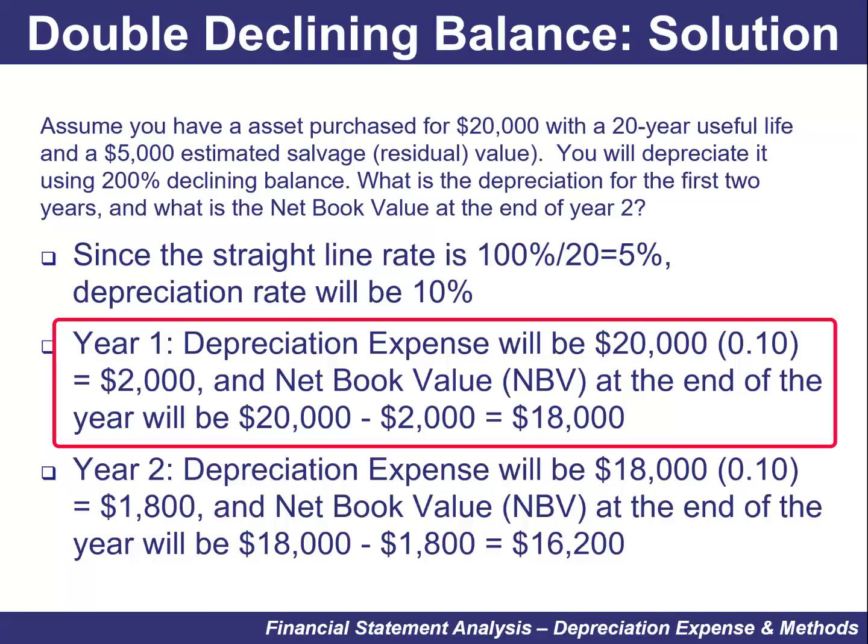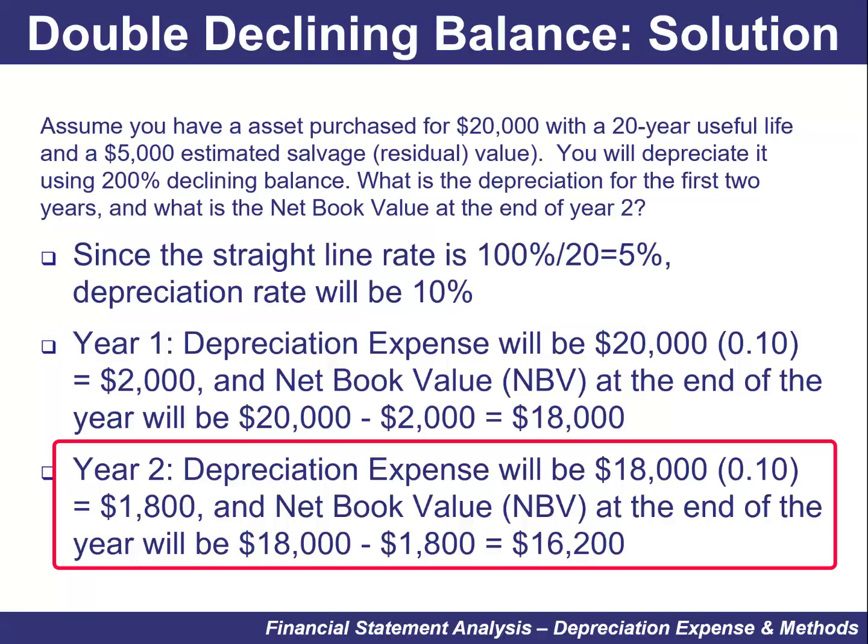And the net book value at the end of the first year is going to be $20,000 minus the $2,000, or $18,000. For year 2, our depreciation expense will start with the net book value of $18,000, multiply it by our 10% depreciation rate, and we get $1,800 in depreciation expense. And the net book value at the end of that would be $18,000, which is our beginning net book value in year 2 and also the ending net book value of year 1, minus the $1,800, or $16,200.